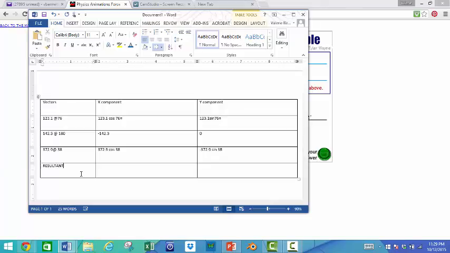Type that resultant word in there for us. And so I'm going to get all these numbers and add them up. So this will be my r sub x component, and then this will be my r sub y component. Just put a little capital X there. Okay, there we go, better. So we're going to add all this up.